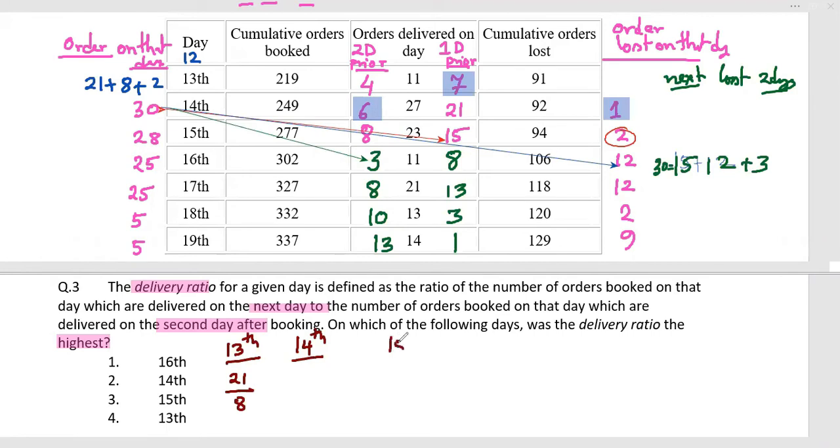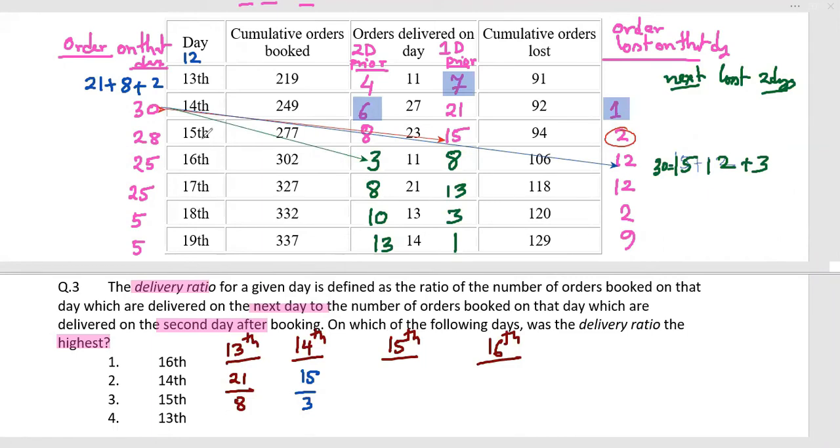14th, 15th, and 16th. These 4 ratios let us find and write. 14th, 1 day after delivery is 15, 2 days after 3. So it should be 15 by 3.